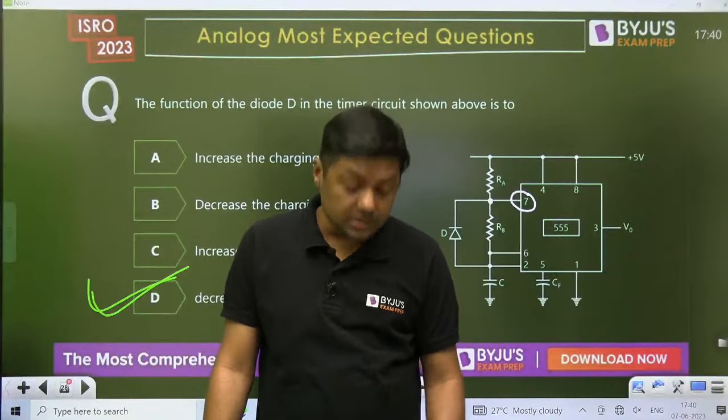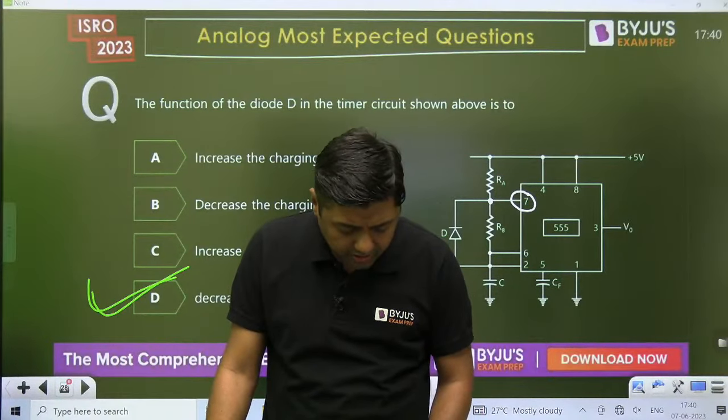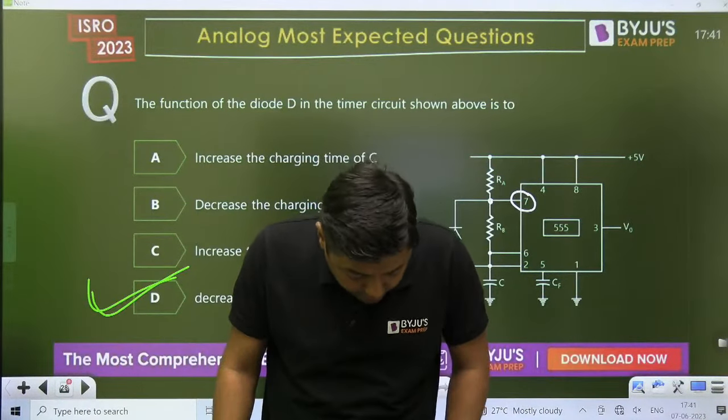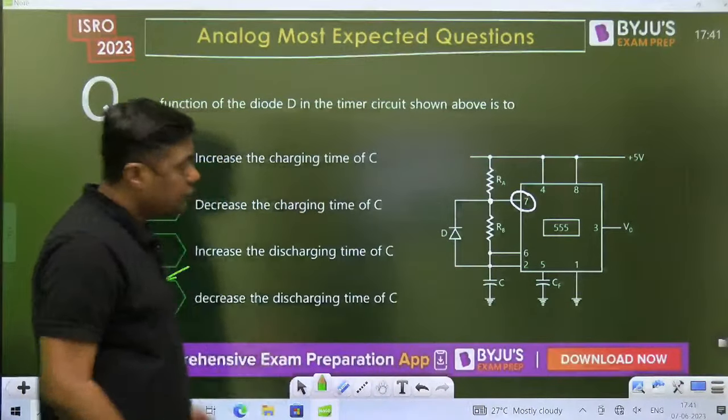Other students, please get the idea about the 555 timer. I have given only 10 diagrams that are important on the 555 timer, only 10 questions. And then you will be able to solve all types of questions. Next one.